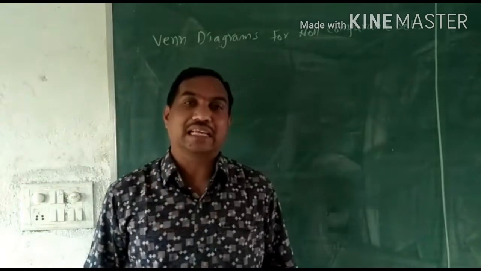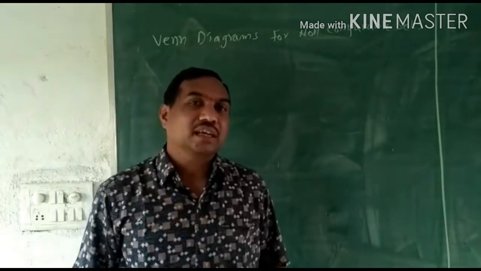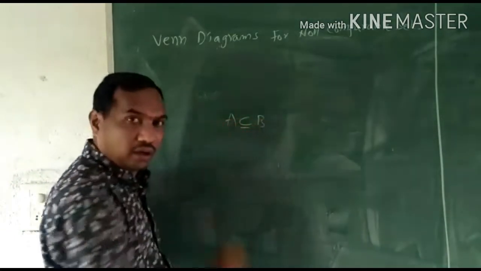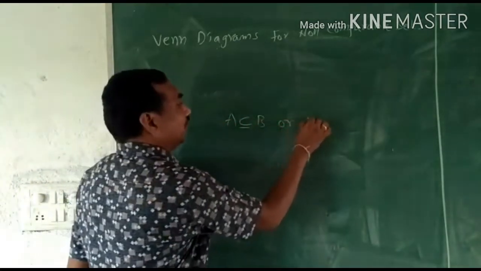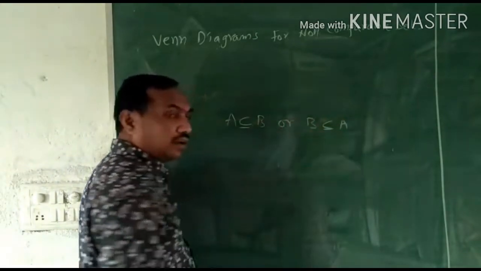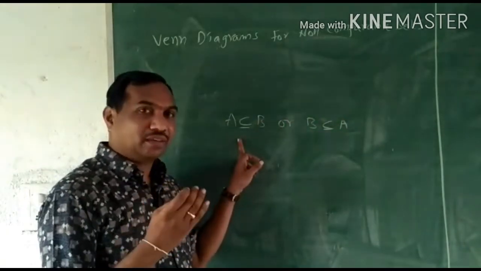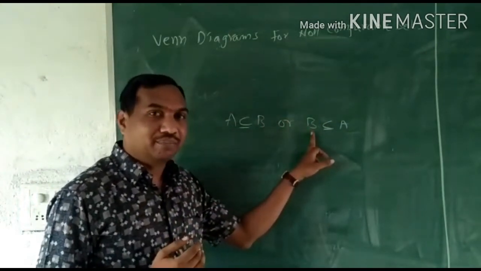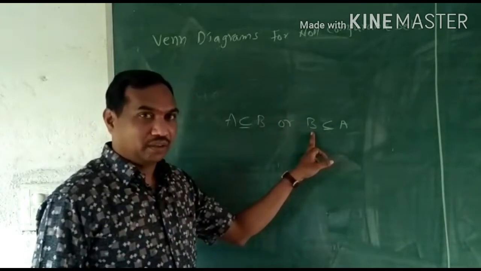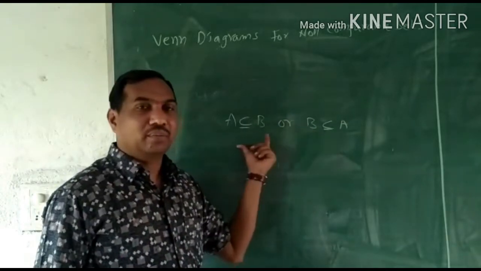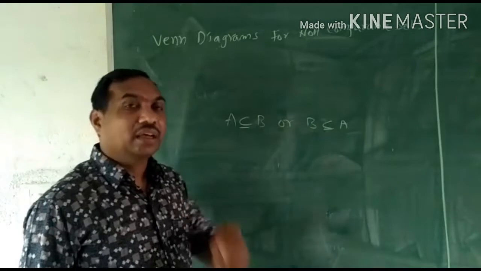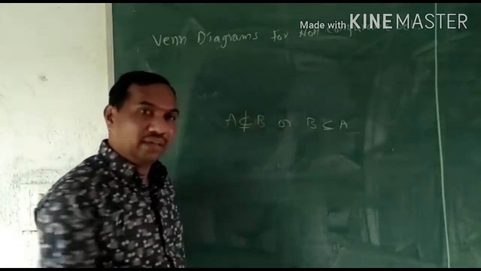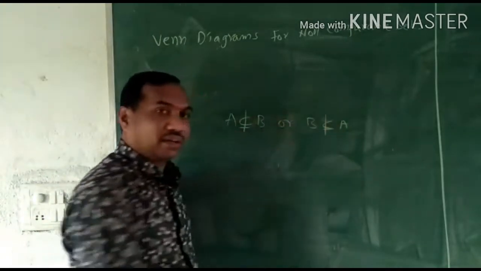Already I explained in the class. Comparable set means either A is a subset of B or B is a subset of A. The elements of A are completely contained in B, or the elements of B are completely contained in A. So then we can say that A, B are comparable sets. Here, non-comparable means A is not a subset of B and B is not a subset of A.